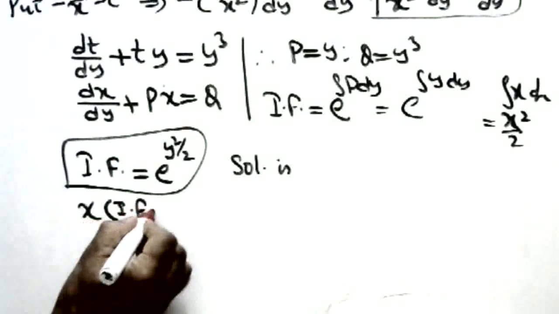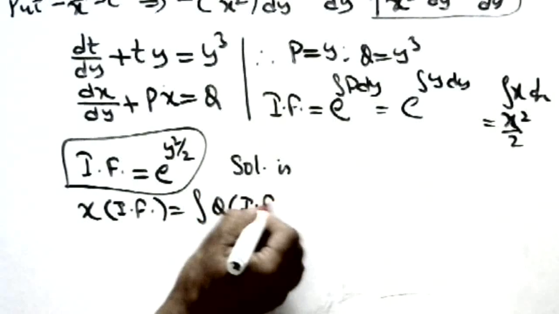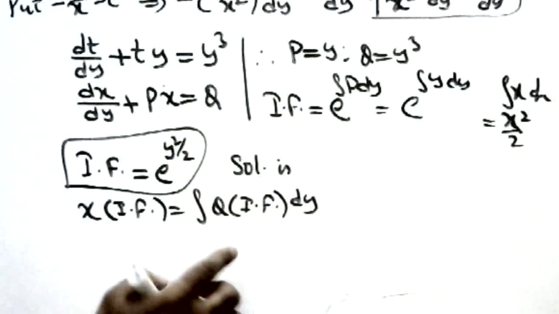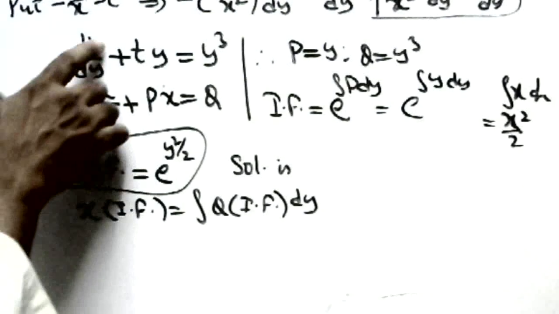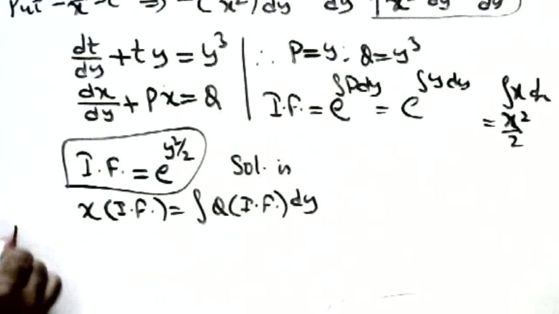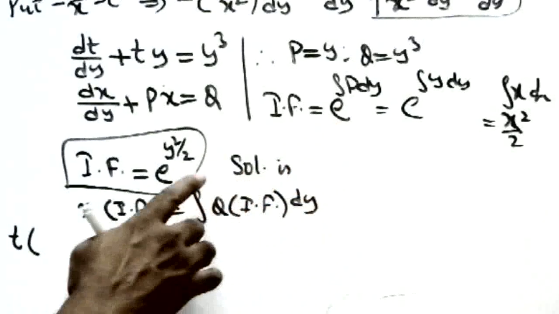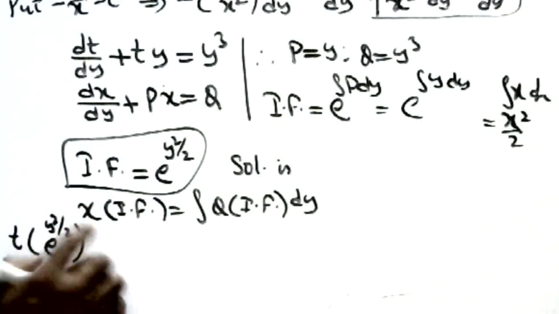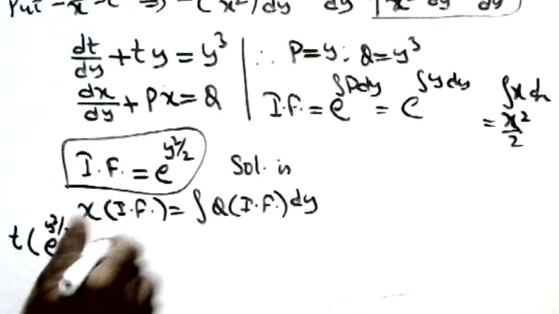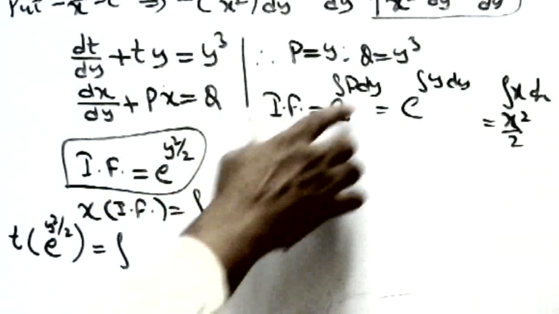Its formula is x into integral factor equals integration of q into integral factor, not dx but dy. Now in place of x we have t, so I write t into integral factor. The integral factor we got is e to the power of y square by 2. So t into integral factor equals integration of q.